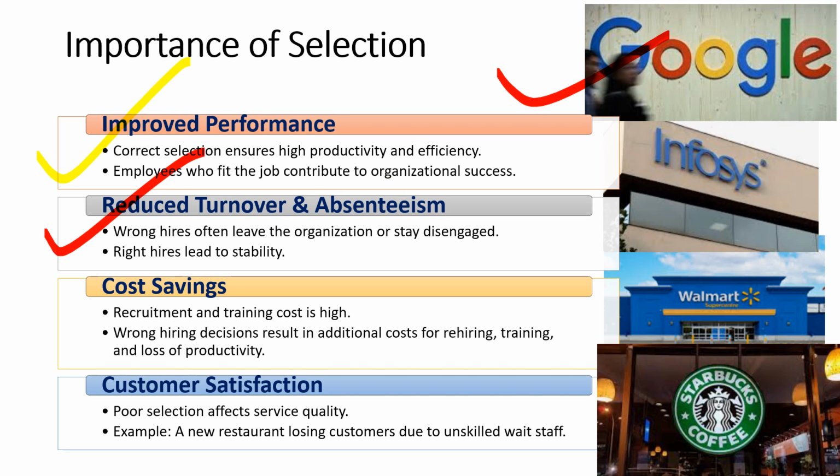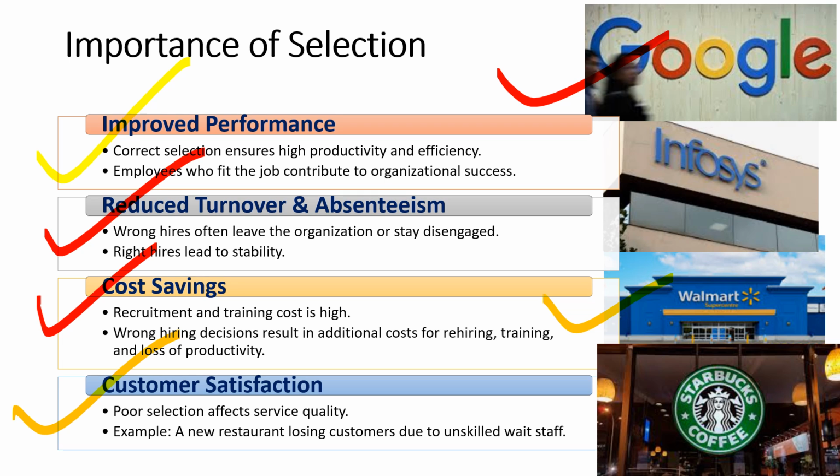The second example I would like to take is of Infosys for reduced turnover and absenteeism, because Infosys always focuses on cultural fit during the campus recruitment, which helps freshers stay engaged and also reduces the early exits. The third example, for cost saving, would be Walmart, which invests heavily in the careful selection for supply chain managers, and right hiring also reduces the costly errors in the inventory and the logistics.